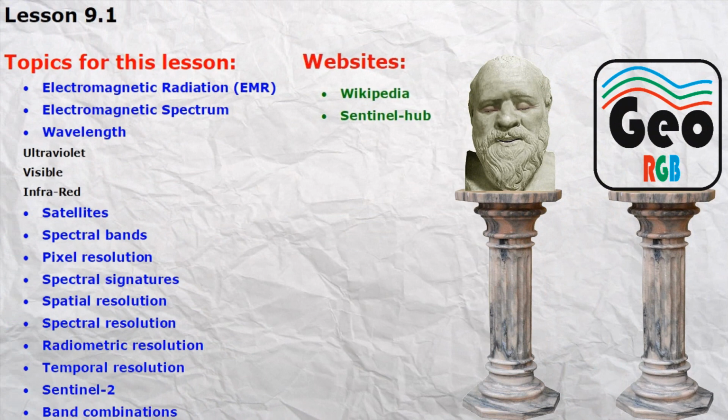This is lesson 9.1 and the topics for this lesson are going to be electromagnetic radiation, EMR, electromagnetic spectrum, wavelength, ultraviolet, visible light, infrared. Also, we are going to be talking about satellites, spectral bands, pixel resolution, spectral signatures, spatial resolution, spectral resolution, radiometric resolution, temporal resolution, and we are going to be using Sentinel 2 as example.